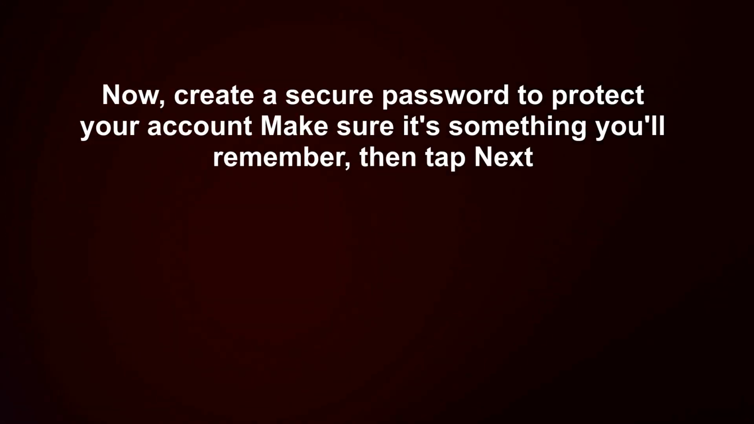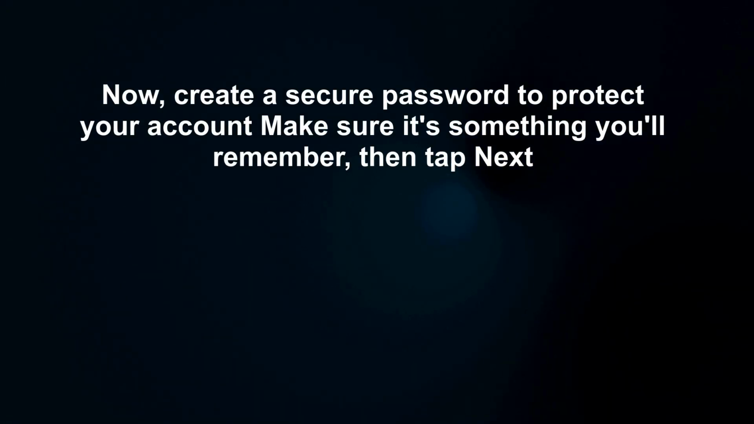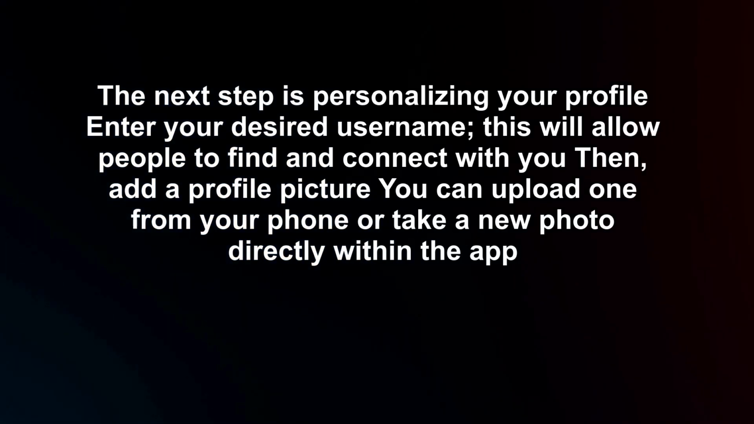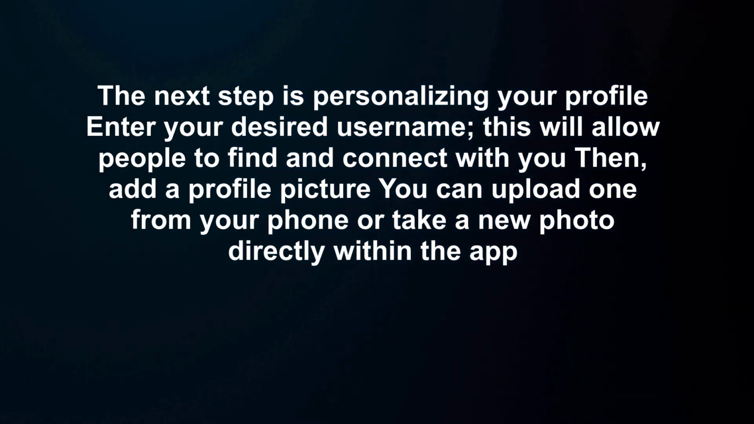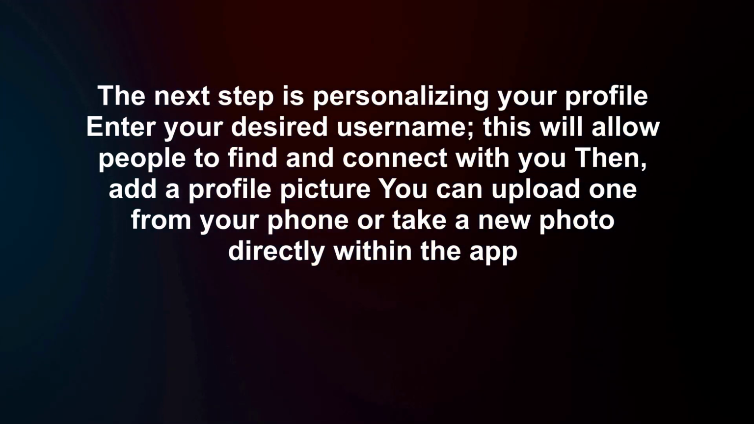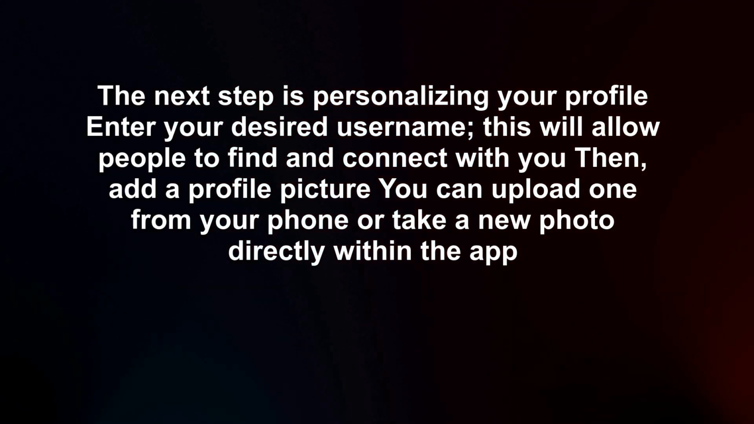Now, create a secure password to protect your account. Make sure it's something you'll remember. Then tap Next. The next step is personalizing your profile. Enter your desired username. This will allow people to find and connect with you. Then, add a profile picture. You can upload one from your phone or take a new photo directly within the app.